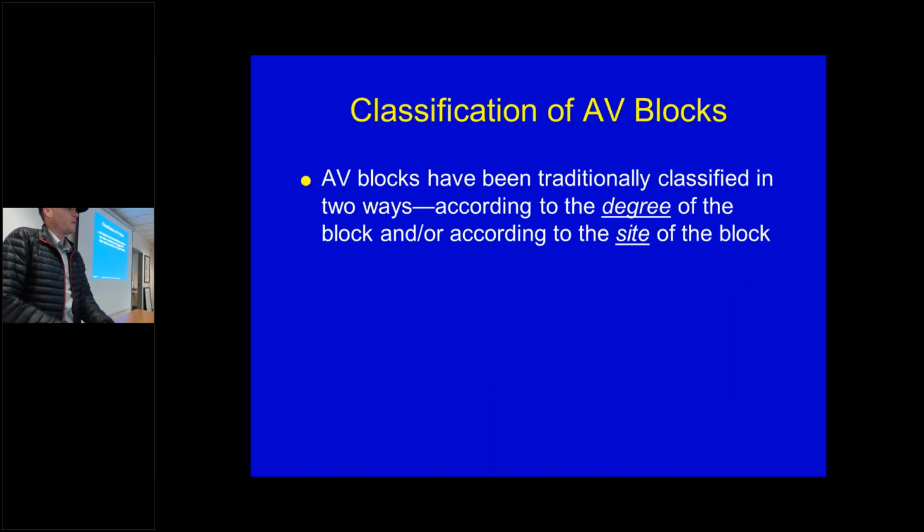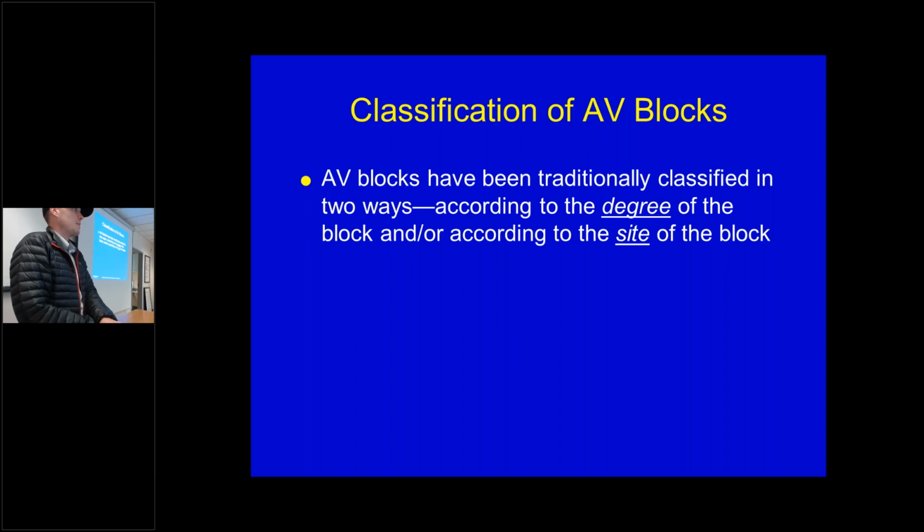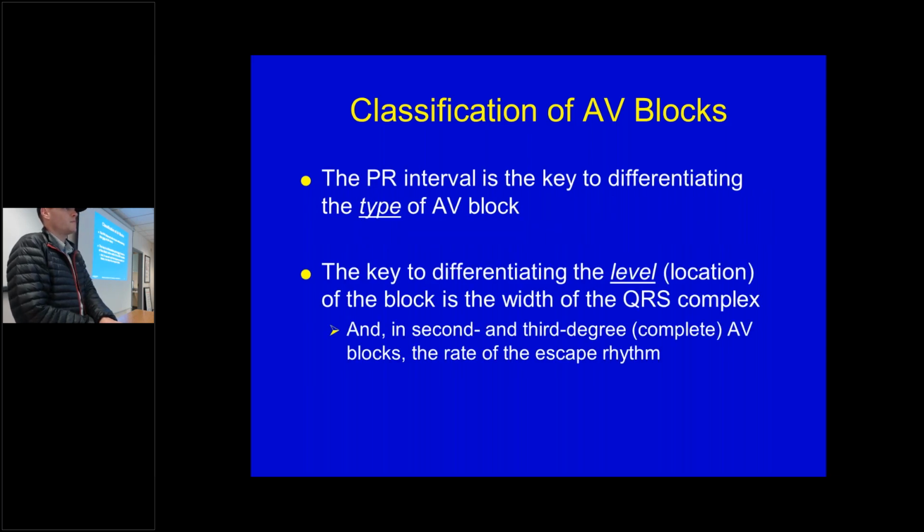So the classification of AV blocks, they have a little bit of semantics in here, and I'll try to clarify that a little bit. So traditionally, they are classified by 2 categories according to the degree and the site of the block. Now here, the PR interval is the key to differentiating the type of AV block. And the type is synonymous with degree in that previous slide. So don't get confused by semantics and just wording. Type is the same thing as degree, and the site is the same thing as level.